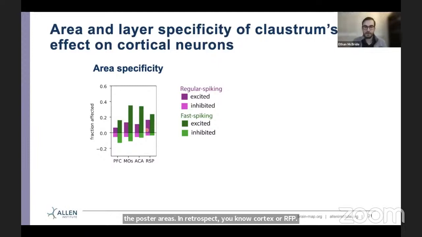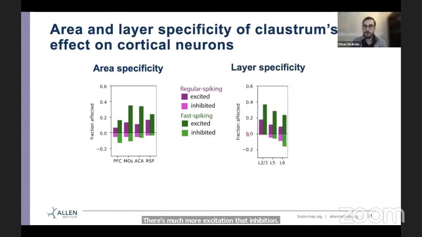If we break this down in a different way, by cortical layer, we also see an interesting trend. Neurons in layer 2-3 are much more likely to be excited than inhibited, while more neurons are inhibited in the deeper layers, particularly in layer 6.